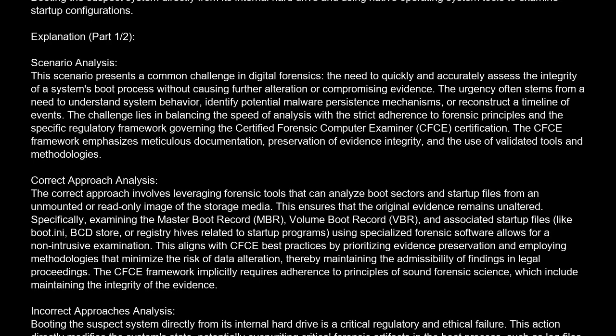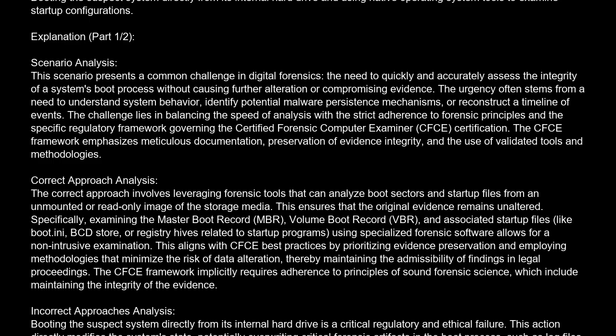Booting the suspect system directly from its internal hard drive, and using native operating system tools to examine startup configurations. Explanation: scenario analysis. This scenario presents a common challenge in digital forensics: the need to quickly and accurately assess the integrity of a system's boot process without causing further alteration or compromising evidence.